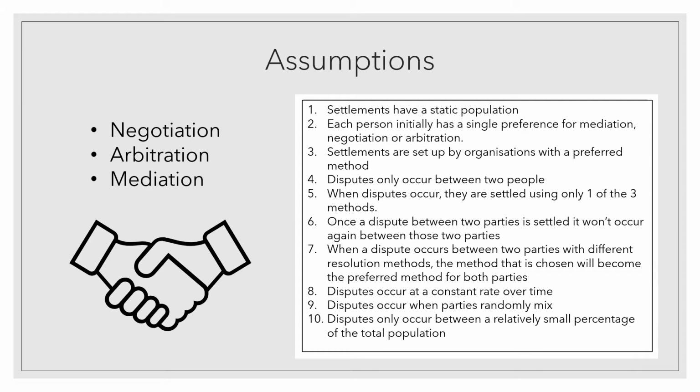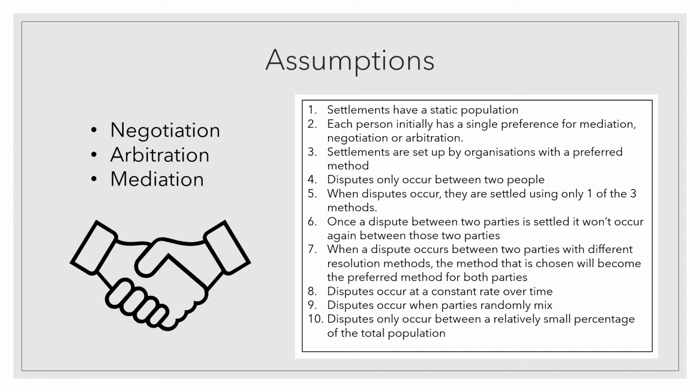So the first one we have is that settlements have a static population. Next, each person initially has a single preference for mediation, negotiation, or arbitration. Settlements are set up by organizations with a preferred method. Disputes only occur between 2 people. When disputes occur, they are settled using only one of the 3 methods. Once a dispute between 2 parties is settled, it won't occur again between those 2 parties.